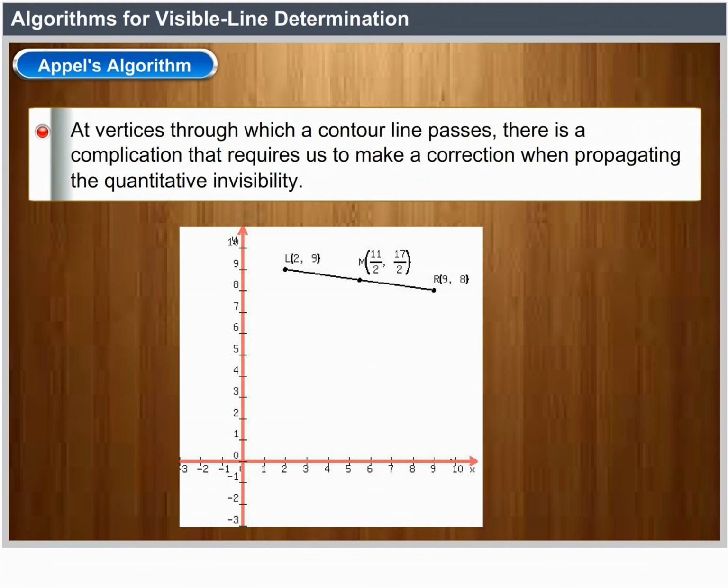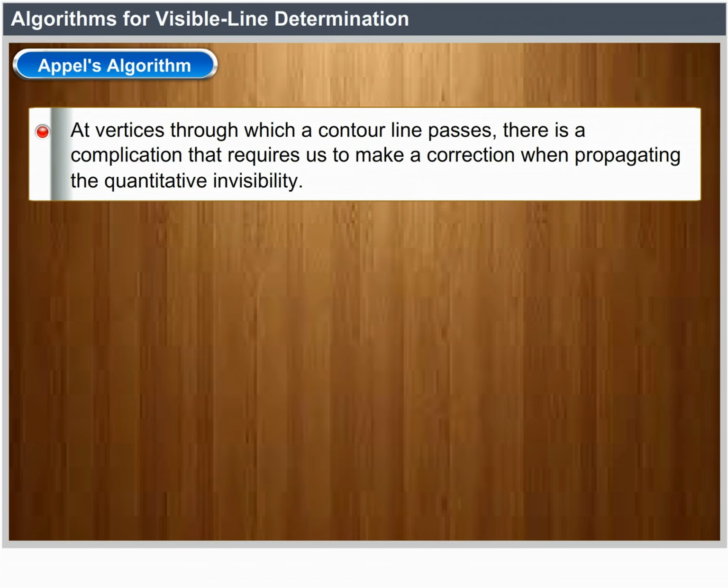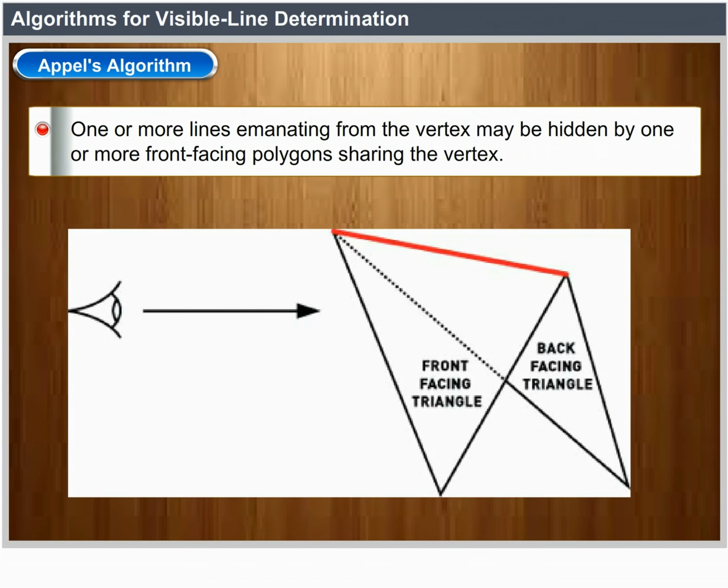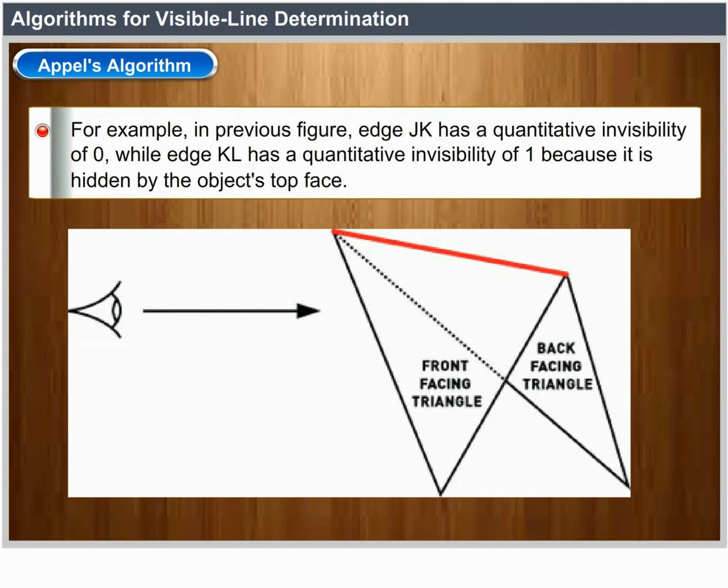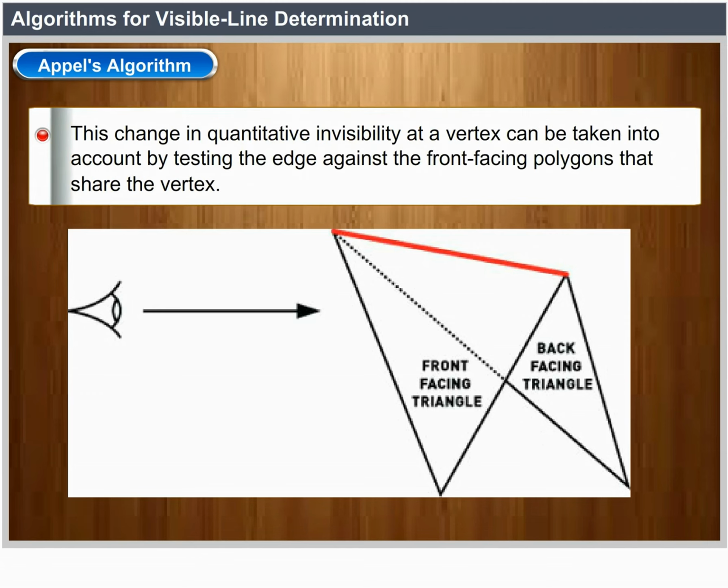At vertices through which the contour line passes, there is a complication that requires us to make a correction when propagating the quantitative invisibility. One or more lines emanating from the vertex may be hidden by one or more front-facing polygons sharing the vertex. For example, in the previous figure, edge JK has a quantitative invisibility of 0, while edge KL has a quantitative invisibility of 1 because it is hidden by the object's top face. This change in quantitative invisibility at a vertex can be taken into account by testing the edge against the front-facing polygons that share the vertex.